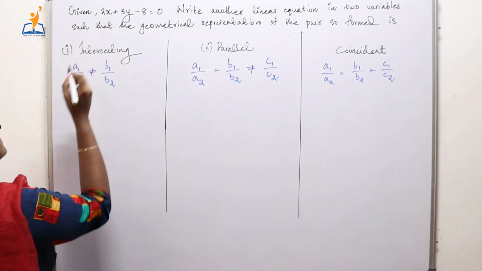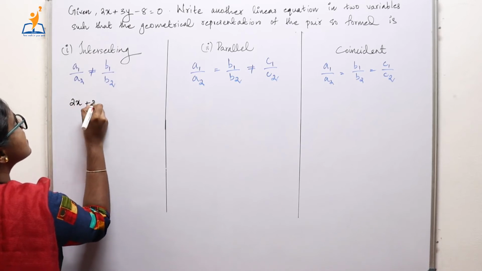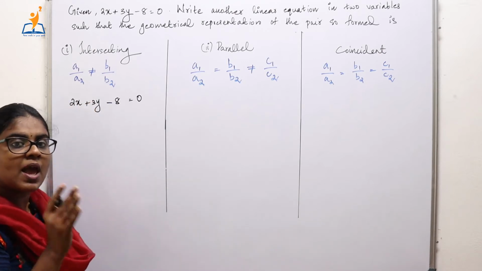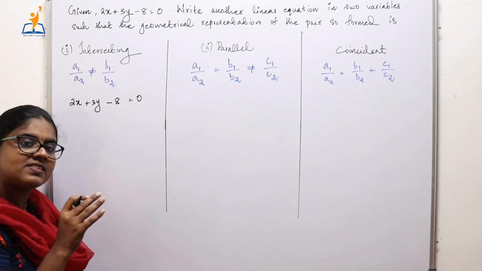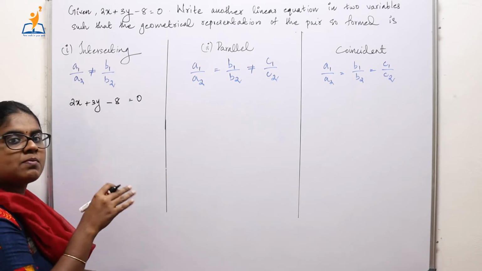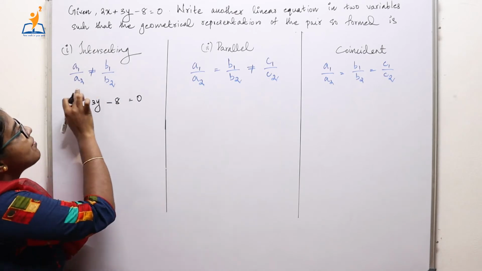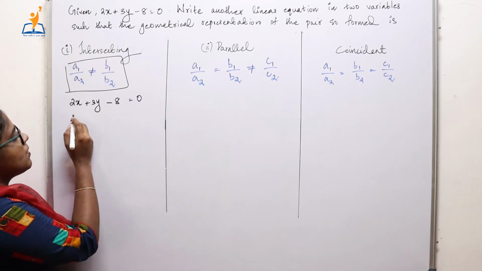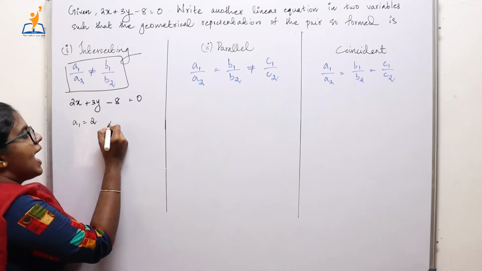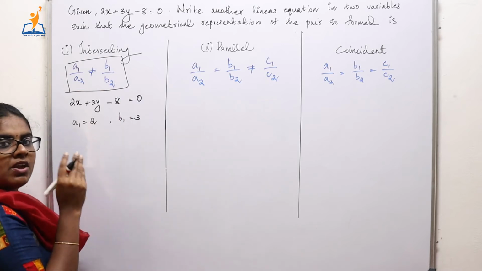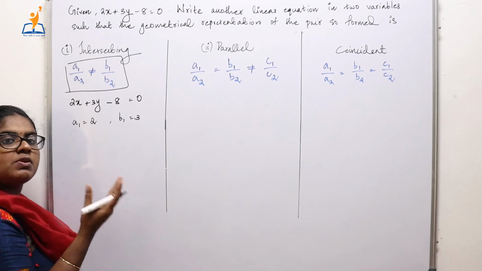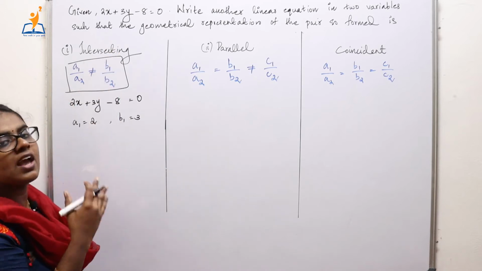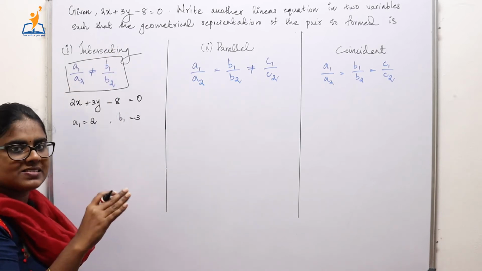First we have the first equation as 2x plus 3y minus 8 equals 0. We know that whenever the lines representing a pair of linear equations in two variables are intersecting, we have a1 by a2 not equal to b1 by b2, and in the given equation we have a1 equals 2 and b1 equals 3. We want to find another a2 and b2 such that a1 by a2 is not equal to b1 by b2. Then we can say that the lines will always be intersecting.